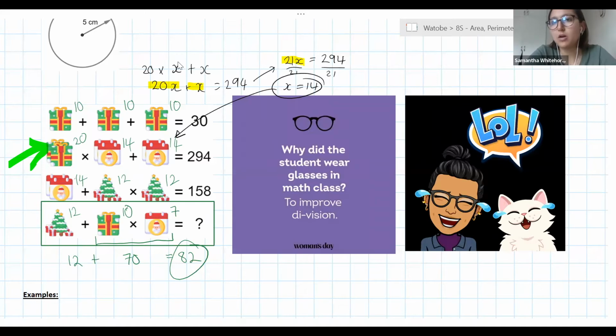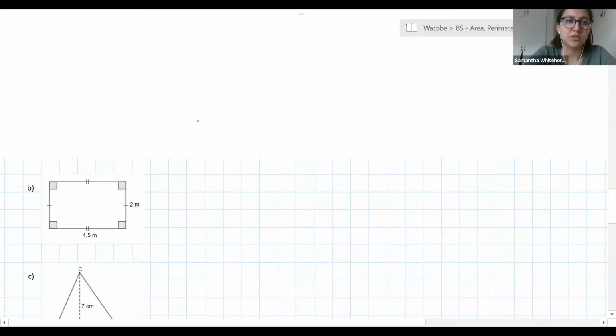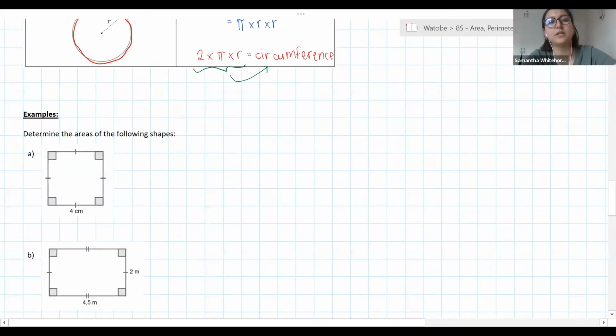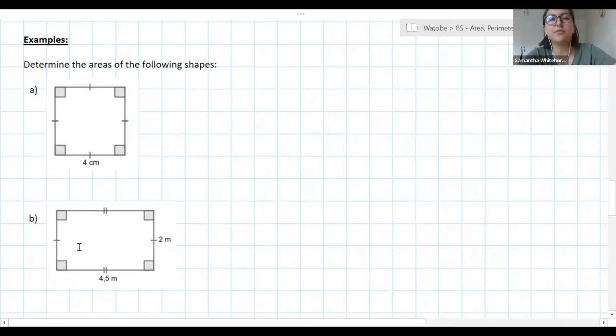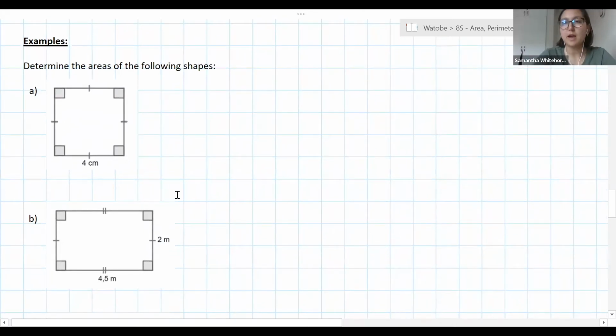Alrighty, so let's have a look at some examples of working out areas of shapes. Now, these first two are quite easy. I have full faith that you would be able to do them. I'm just going to remind you of your formulas. Our first shape here is a square, and so we know that the area is equal to side times side. Our second shape here is a rectangle, which means that the area is equal to length times breadth.